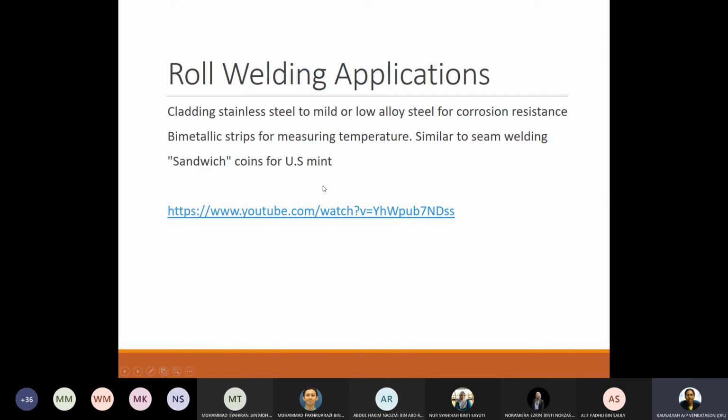So basically, it is like rolling, where two plates are put together, and then the force causes the plates to be bonded. Okay, so cladding stainless steel to mild or low alloy steel for corrosion resistance. So bimetallic strips for measuring temperature also go through this process. This is somewhat similar to the seam welding process. Here the process used will be like sandwiching, for coins for the US minting.